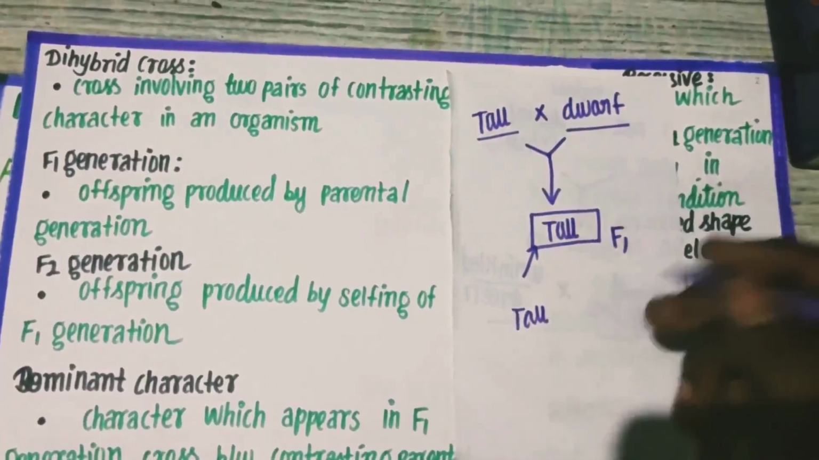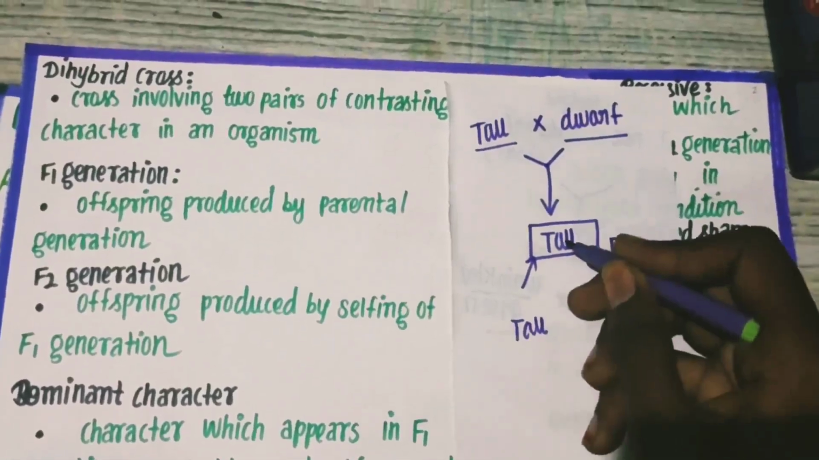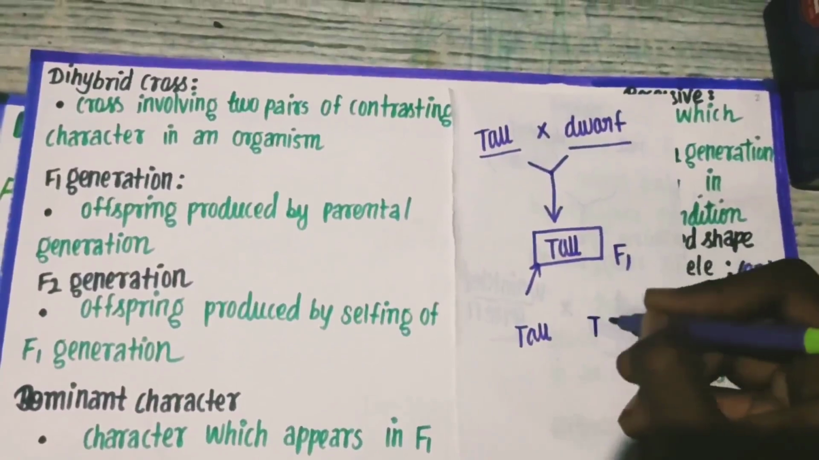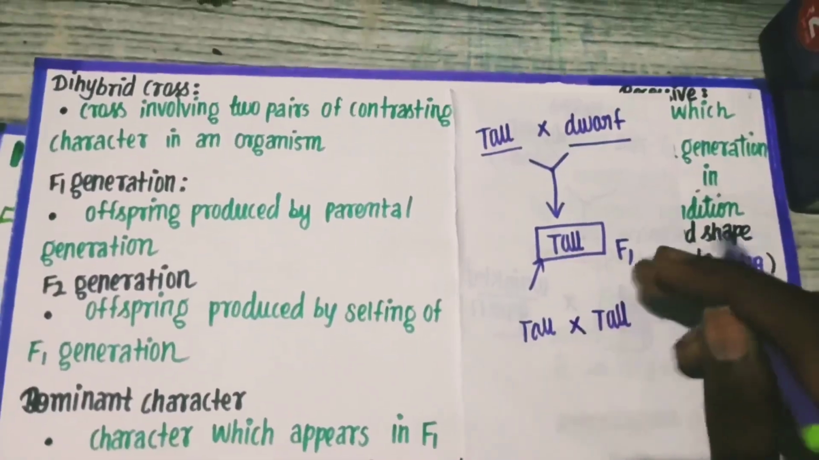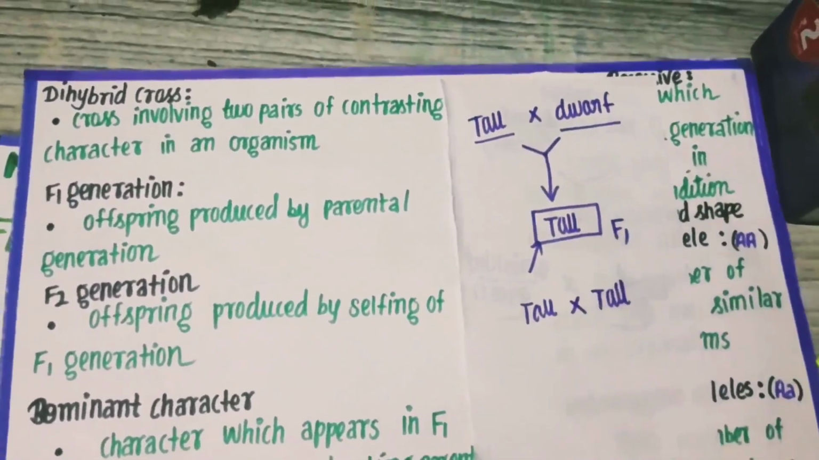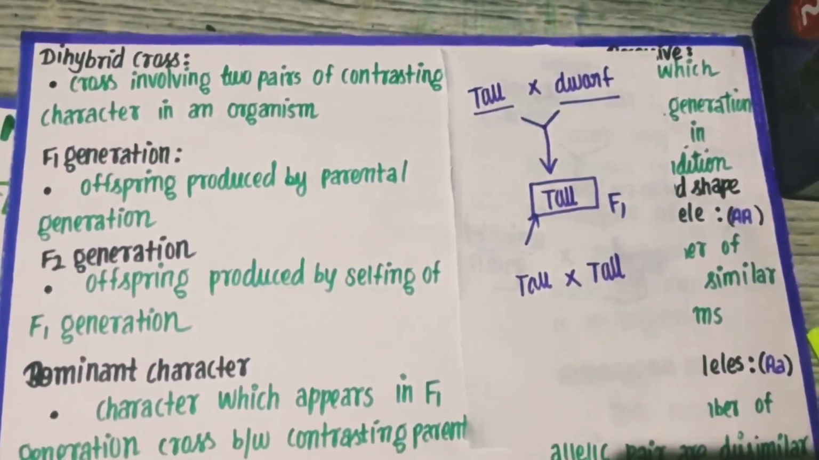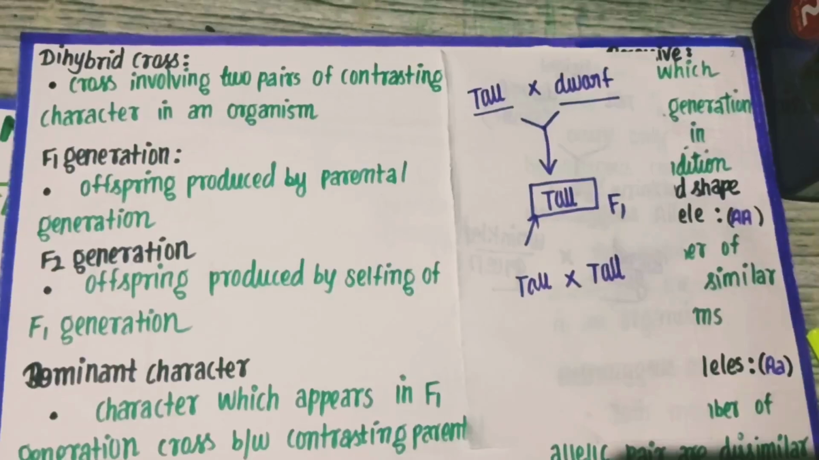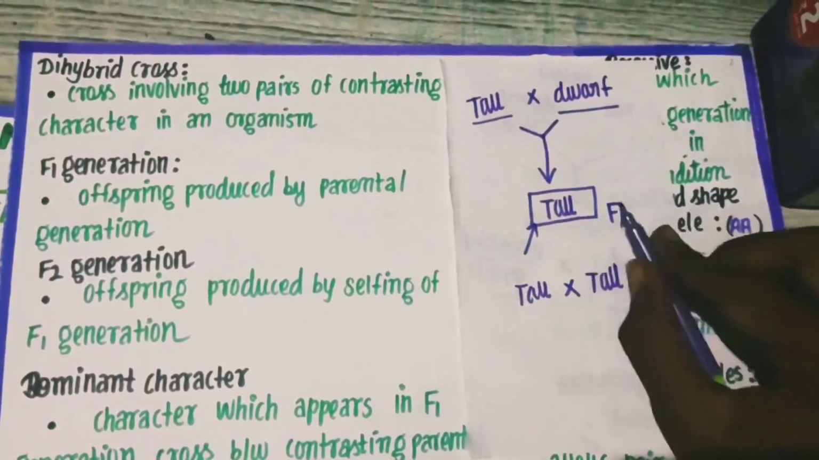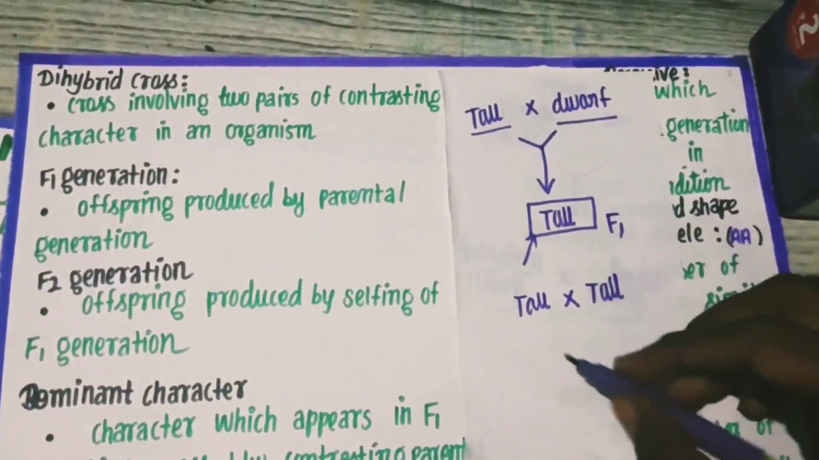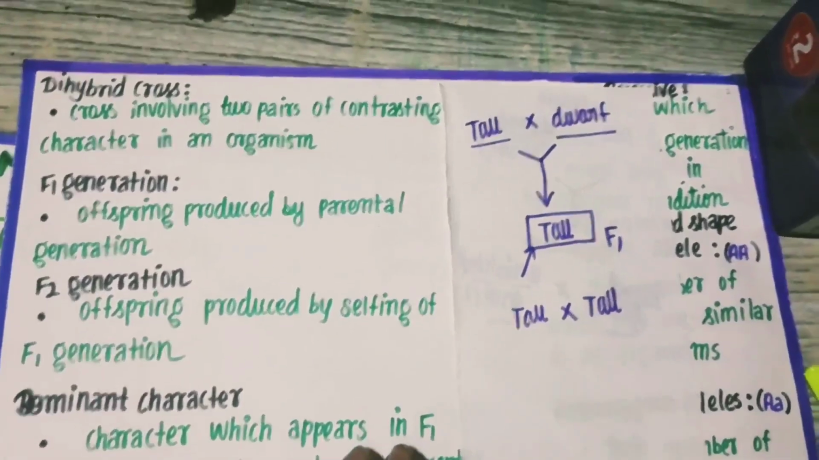When you self-pollinate, that means you are going to take one plant from this F1 generation and one more plant from this F1 generation and you are going to cross between them. At that time, we will be getting the F2 generation. The offspring which are produced by self-pollination of F1 generation. You have to take two plants from the F1 generation and self-pollinate them. That is what constitutes the F2 generation.